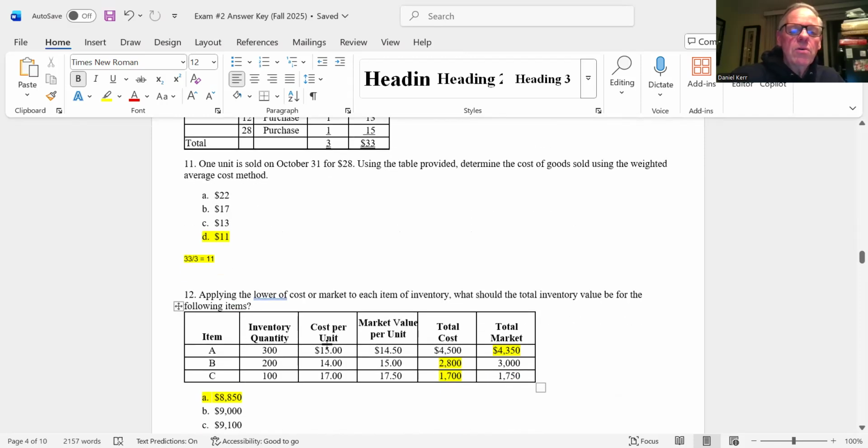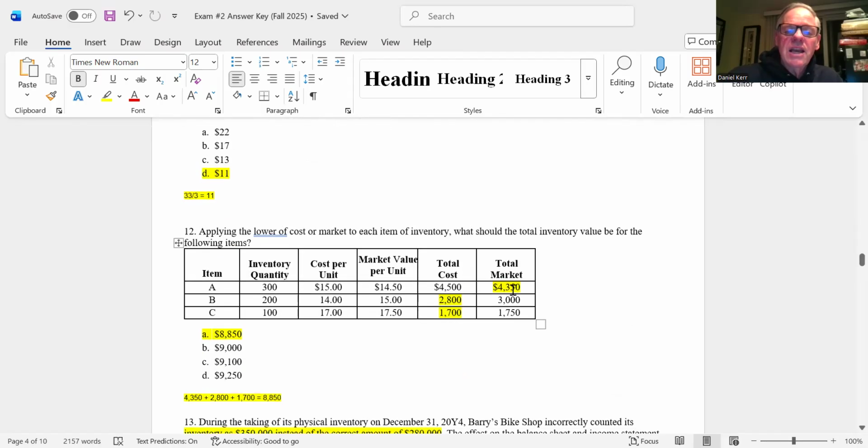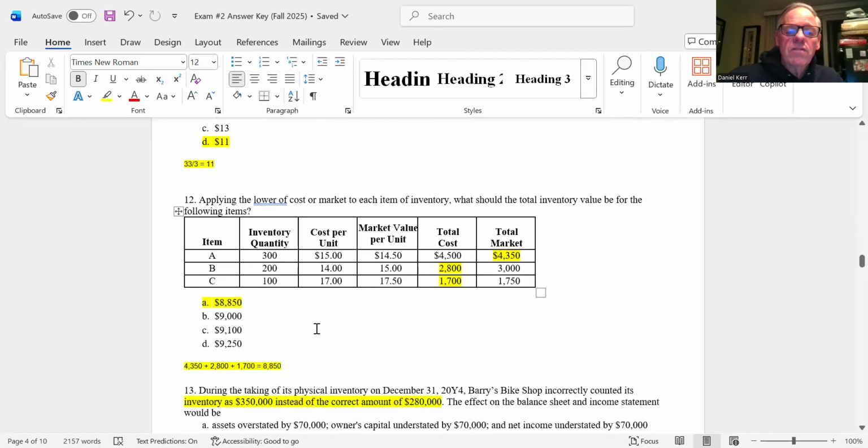Number 12, applying the lower of cost or market rule for each item of inventory would result in the total inventory value of the following items. So what you do on the lower of cost or market rule is consider the lower of the cost or the market. What I've done is highlight here: in this case, the market is less than the cost. In this case, the cost is less than the market. So you take the lower of the cost or market. For item A, the market is lower. And for B and C, it's the cost that is lower. So the total amount of the inventory would be the total of 4,350 plus the 2,800 plus the 1,700, which gives you 8,850. So the answer there is A.